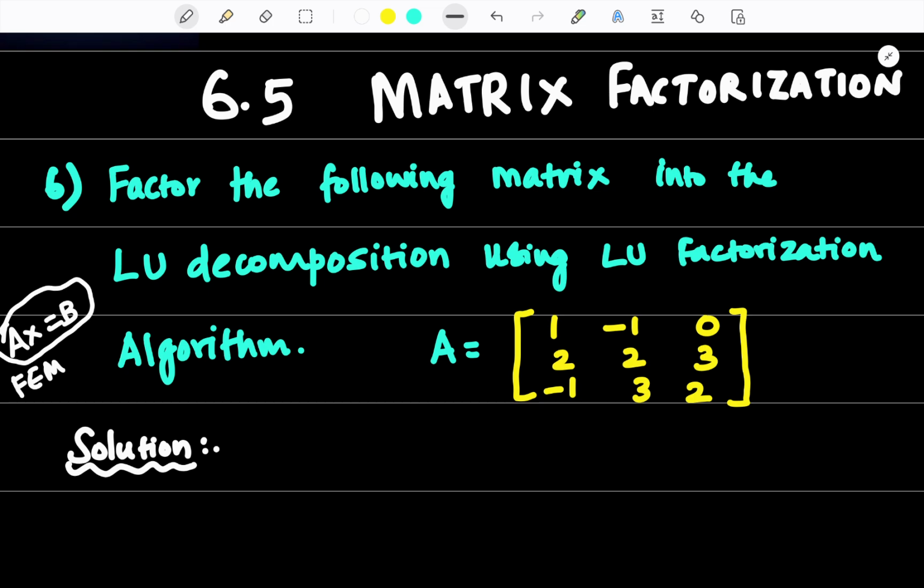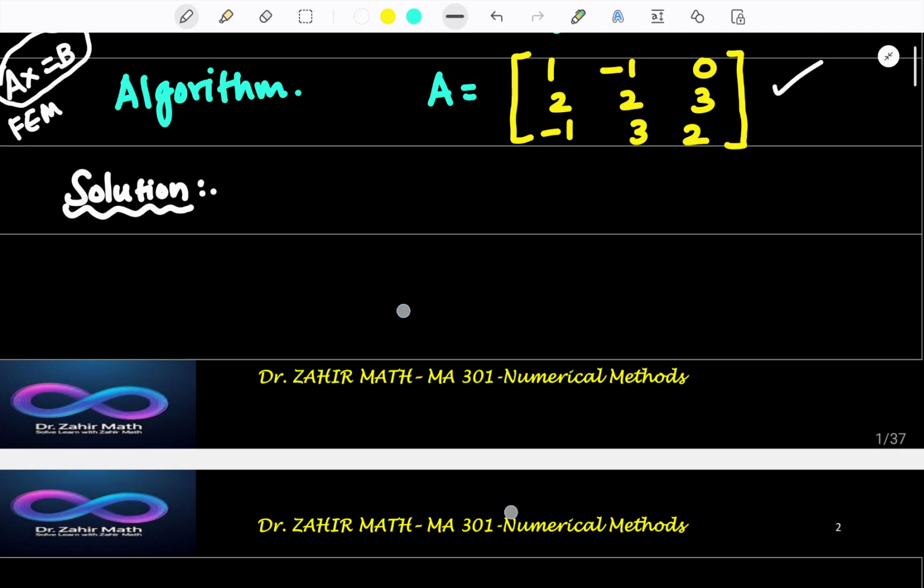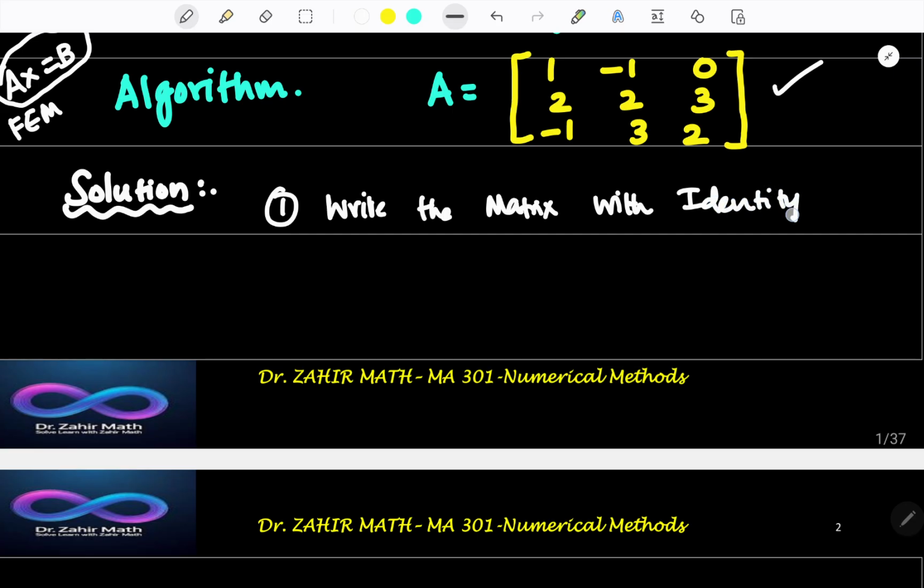What we are going to do here is perform this operation for the matrix A equals [1, -1, 0; 2, 2, 3; -1, 3, 2]. Let me give you the steps. Step number 1: you are going to write the matrix with the identity matrix on the right hand side. This is the first step you are going to do.